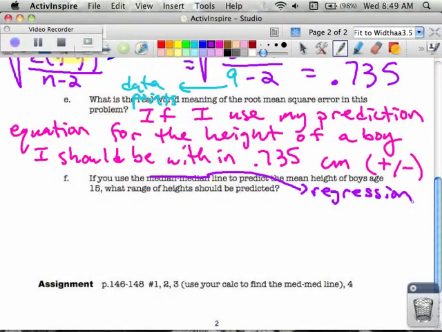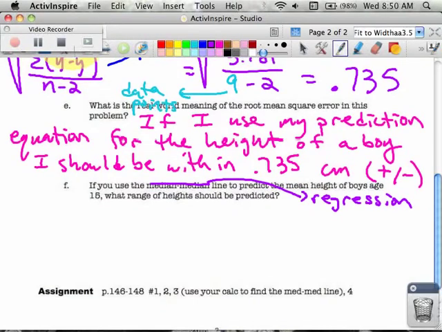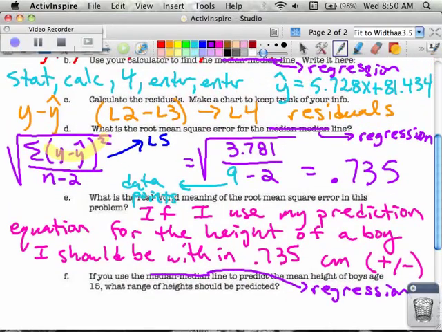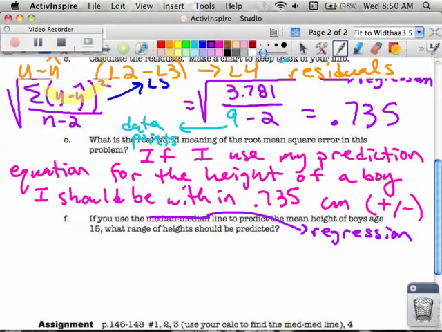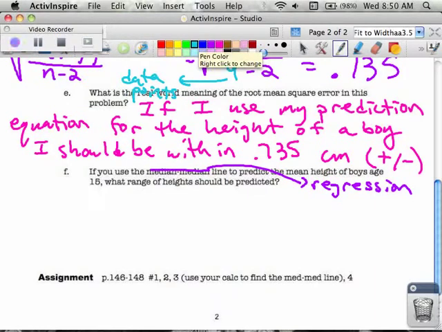And it says, if we use this regression line to find the average height or mean height of a boy's age at 15, what range would you predict? So first of all, you probably should know at age 15 what you would think the height should be. So in order to figure that out, we have our prediction line from up above. So our prediction line, way back up here, was 5.728x plus 81.434.